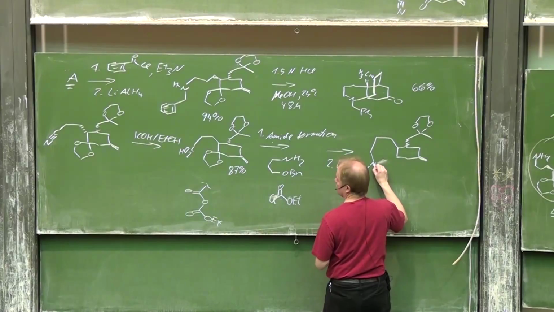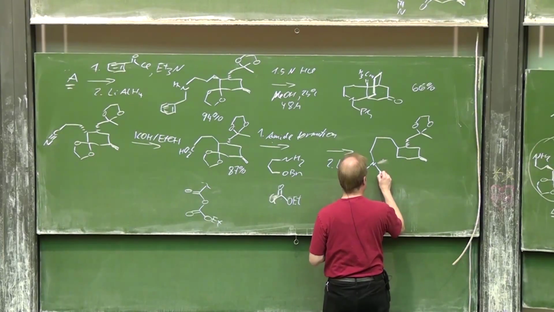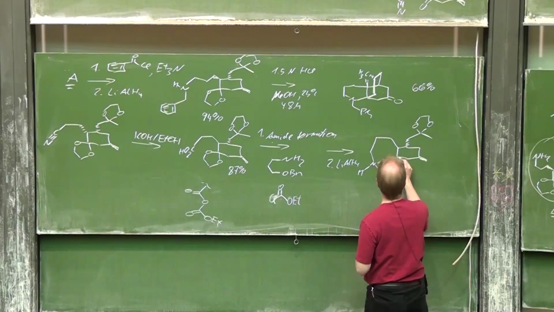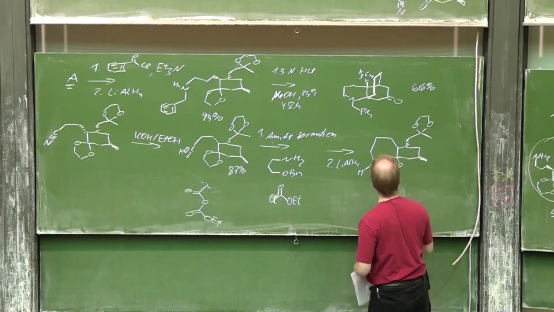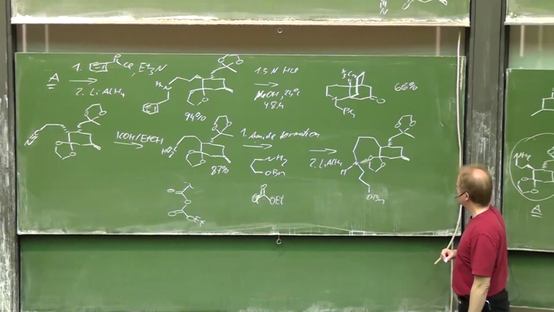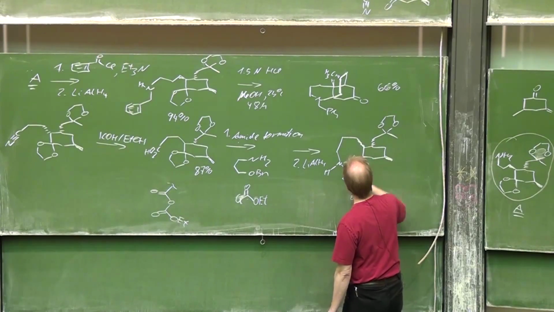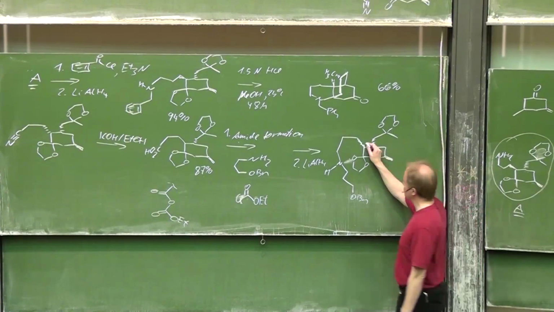This side. And we need three carbons. Then the oxygen and the benzyl group, having still an acetal there. And to my knowledge, we had a mixture of diastereoisomers.